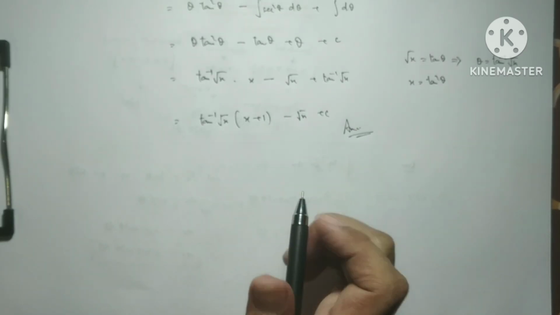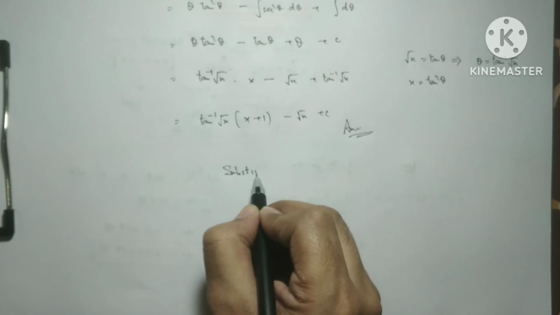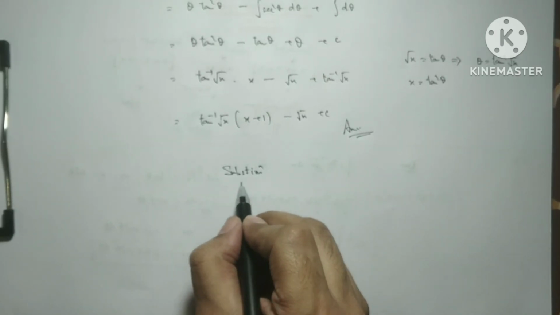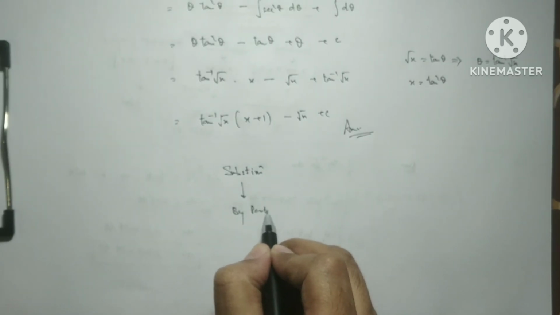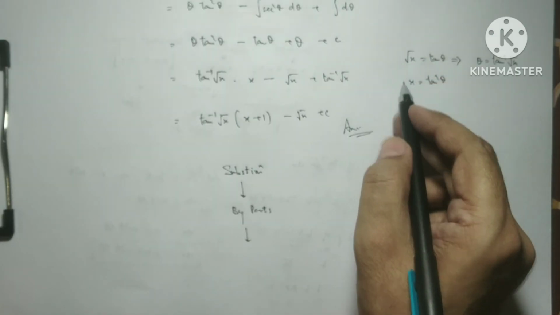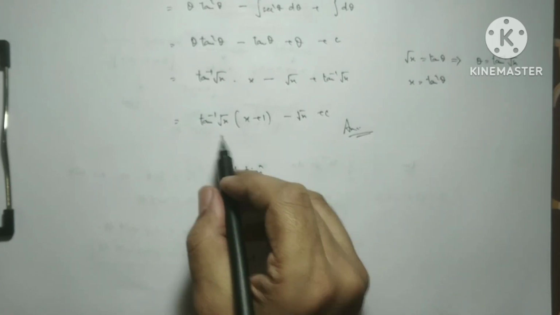So first we use substitution and make the function standard. Second, we use by parts and integrate that standard function, and finally once again substitution to get the final result in terms of x.